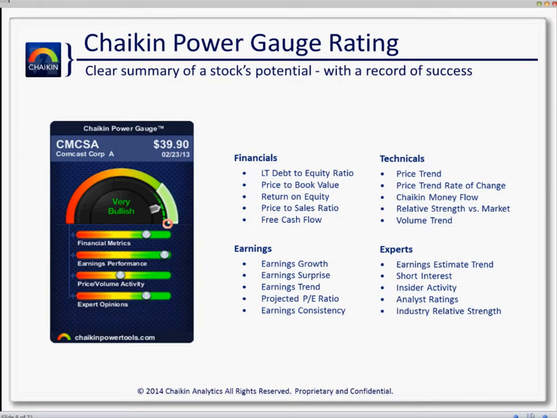Now, the reason I feel confident saying that it works is that it's been live in real time with no modifications for over 4 years. And the Chaikin Power Gauge rating is a clear, unequivocal summary of a stock's potential to outperform or underperform the market over the next 3 to 6 months.